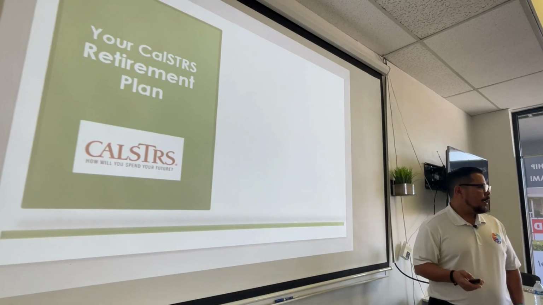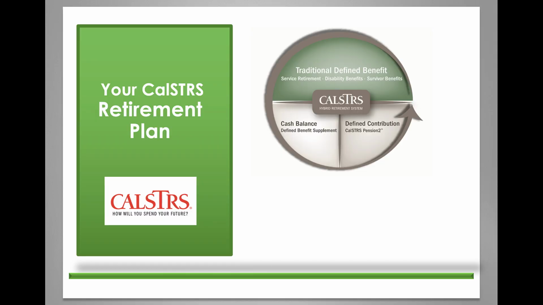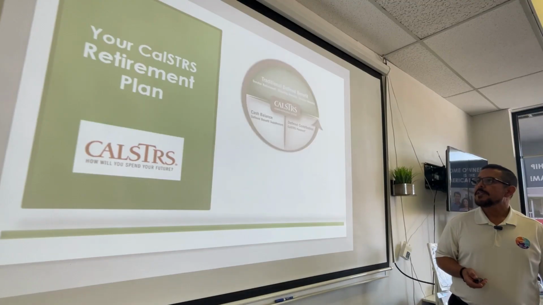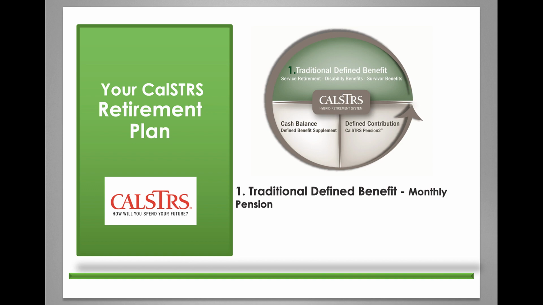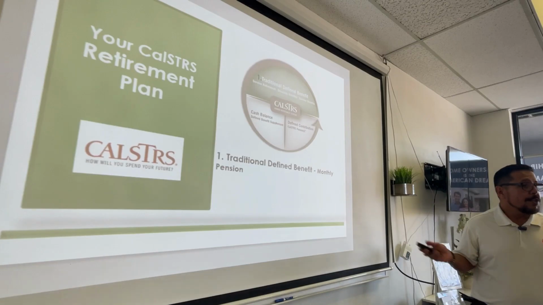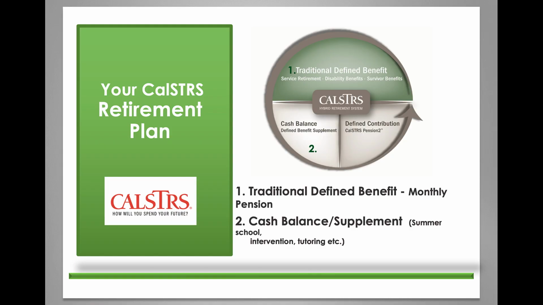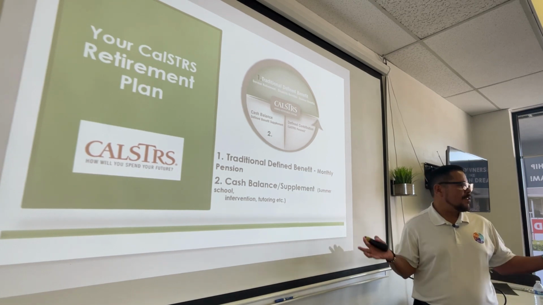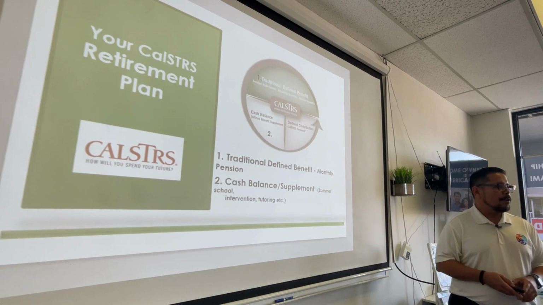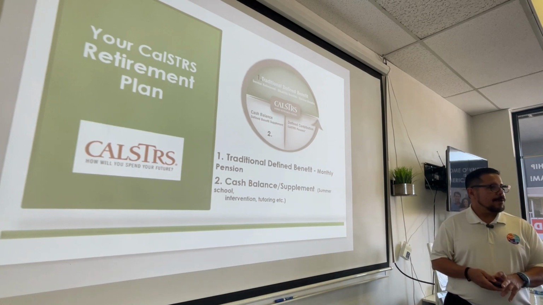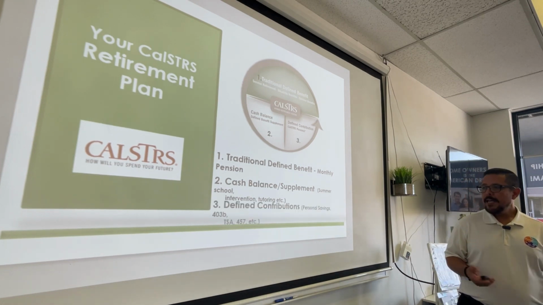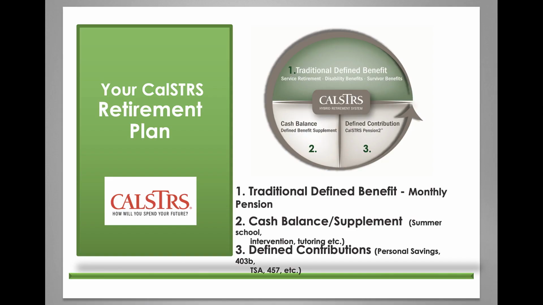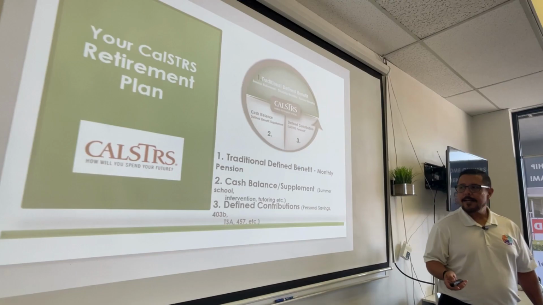Now, 3 things that you want to make sure you explain to them is there's 3 components to CalSTRS. First one being the traditional defined benefit, which is their monthly pension. Most of them don't go beyond that first step. Second portion is the cash balance supplement account, which is their summer school, after school activities, any type of intervention. And what they don't know is that this money can actually be rolled out. Most of them just see a dollar figure and don't have a clue what to do with this. So we can advise them as far as what they do with it later on when they retire. And of course, the third component is defined contributions, 403Bs, IRAs, and the like.